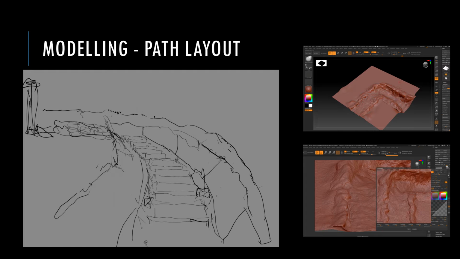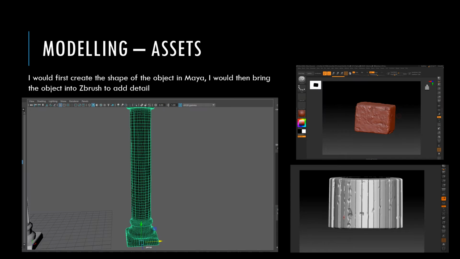I first did a simple path in Maya, and then I brought that into ZBrush, where I added more details such as noise to create bumps on the ground. I also did the same for all the assets of the ruin, such as the columns and bricks and the stairs as well. I modeled it out in Maya first, and then once I did that, I took it into ZBrush where I added more detail such as cracks and bumps.